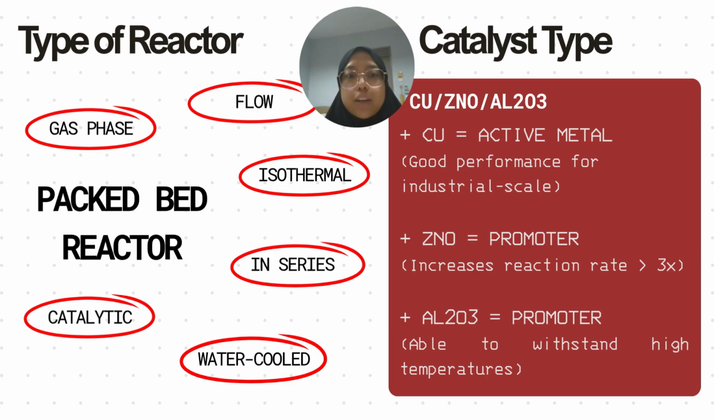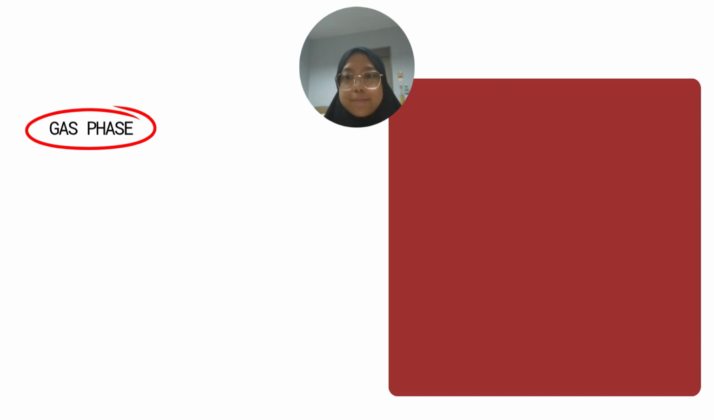It's always used. And then for the zinc oxide, it's a promoter and it can increase the reaction rate a lot by simply adding it to the catalyst. It will go up to 3 times or more for the reaction rate and the activity. For the aluminum oxide, it's also a promoter, but unlike zinc, it is able to withstand high temperatures. Since the plant that we're using uses high temperatures, it can withstand. It will not denature or become ruined.